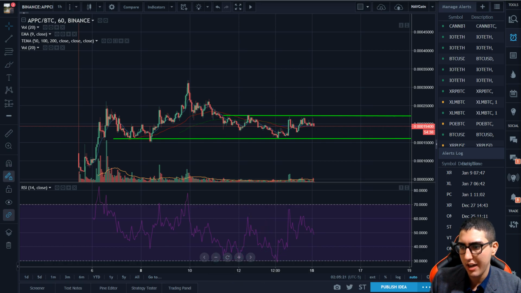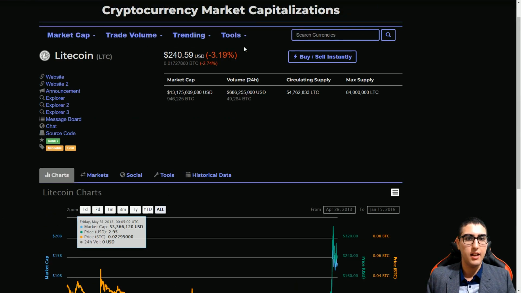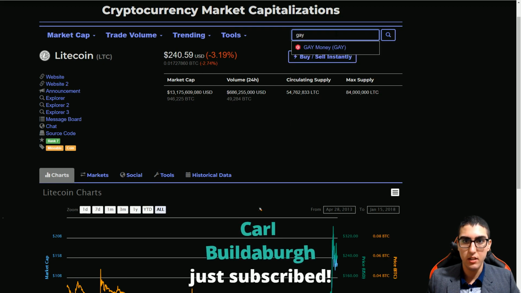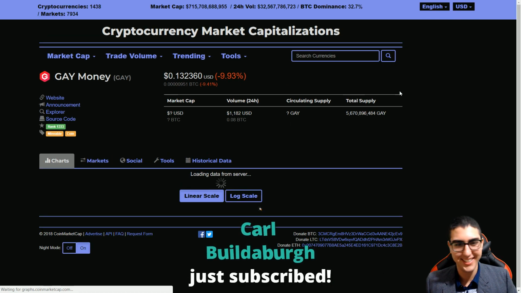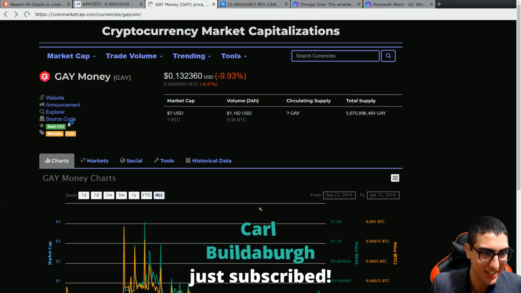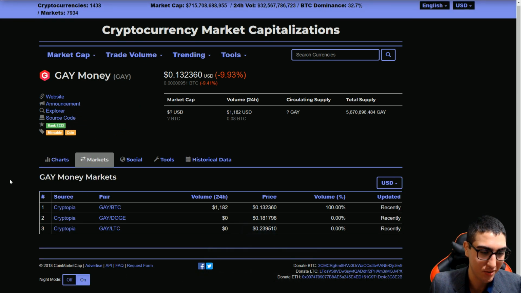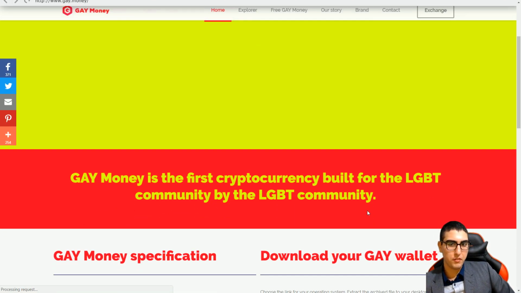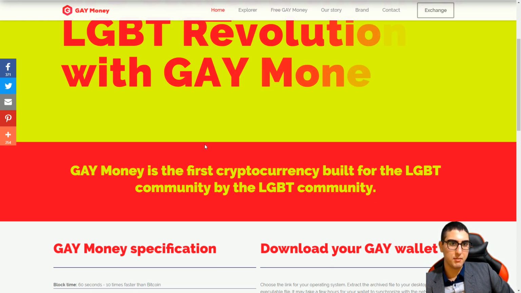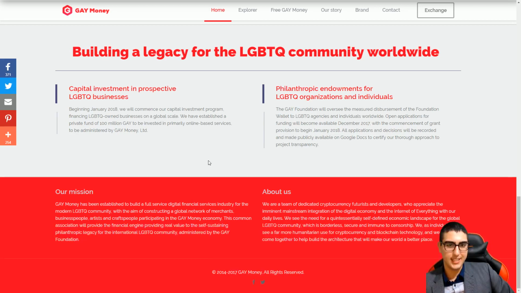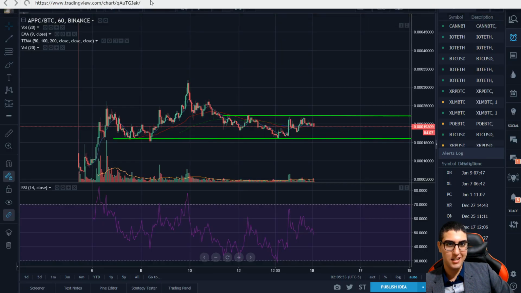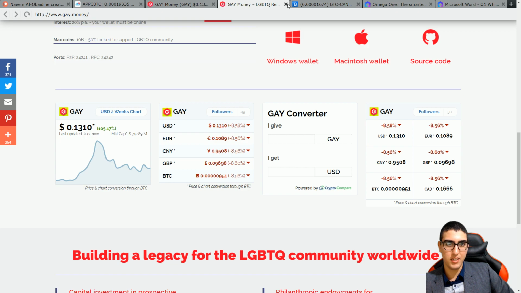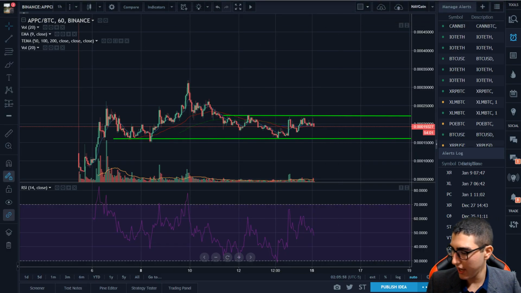Somebody said, could you check out Gay Money, please? I've never heard of Gay Money. This is something else. Rank number 1,333. And it's only on Cryptopia, so that's not going to show up, unfortunately. But what is the Gay Money? Let's look at Gay Money real quick, guys. Gay Money is the first cryptocurrency built for the LGBT community by the LGBT community. Oh, okay. Nothing against that. It is what it is. So cool. Let's go ahead and move forward here.